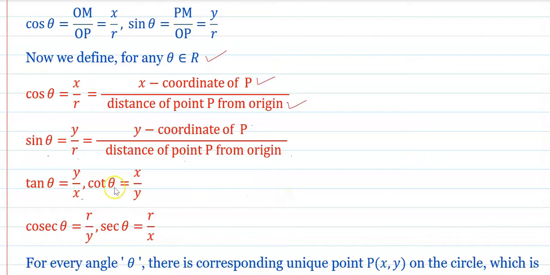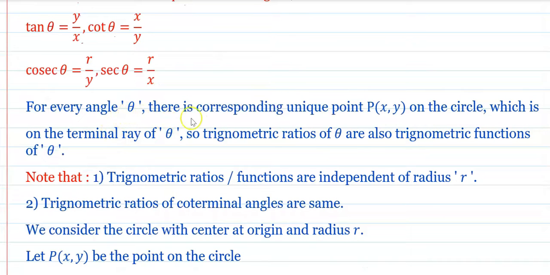Their reciprocals, that is cosec is r upon y and sec is r upon x. Tan is y upon x and cot is x upon y. For every angle theta, there is a corresponding unique point P(x, y) on the circle.